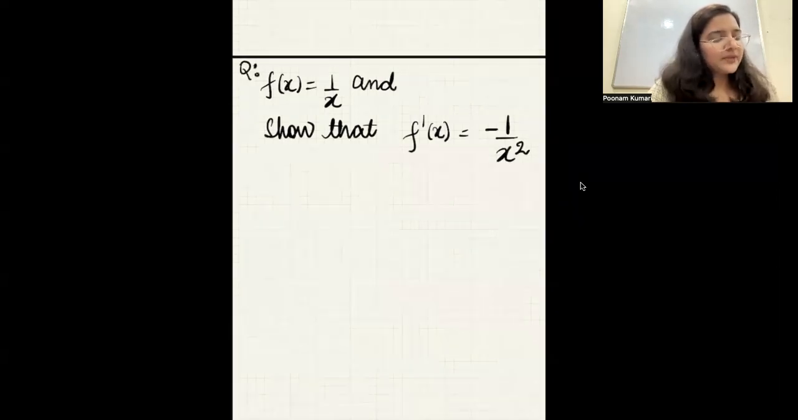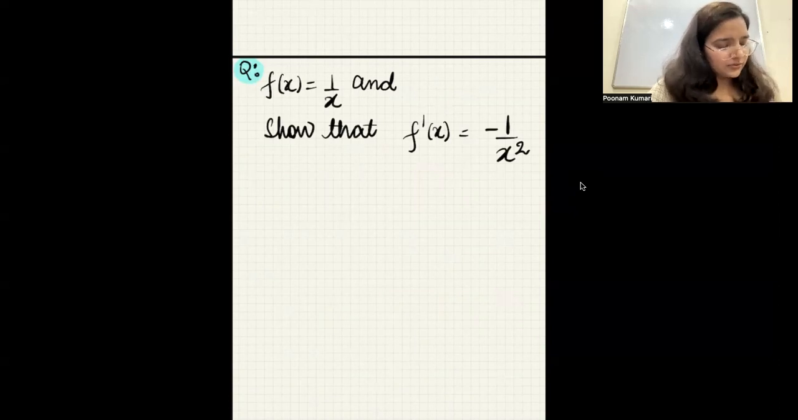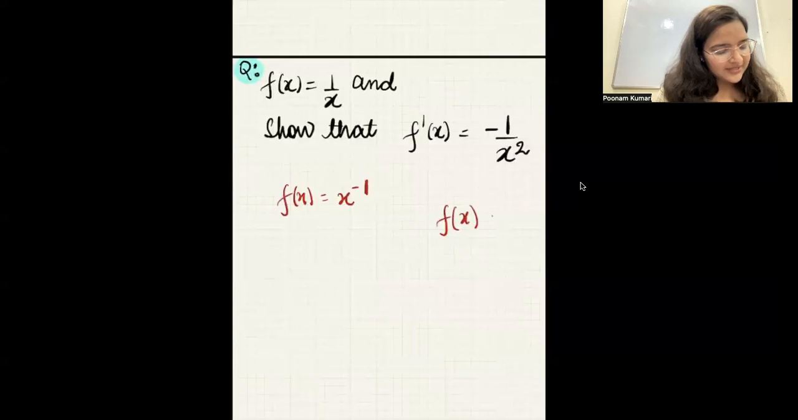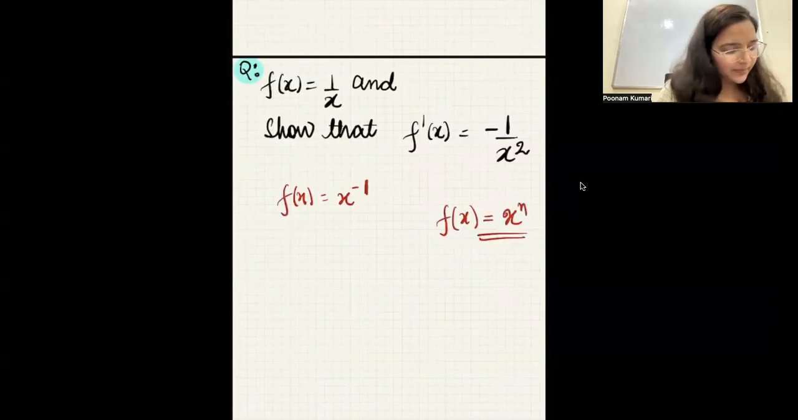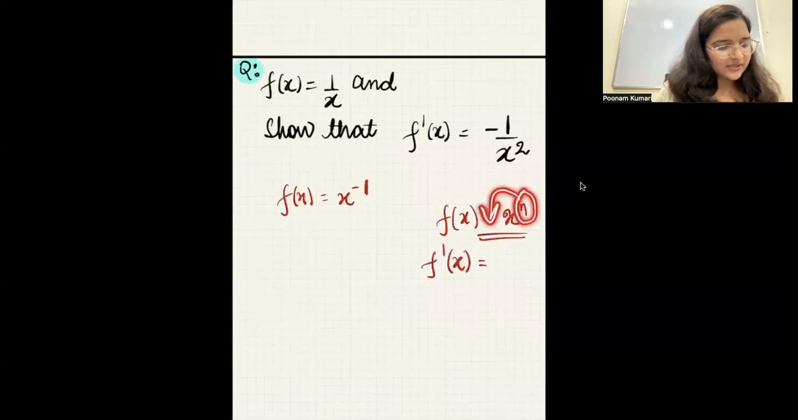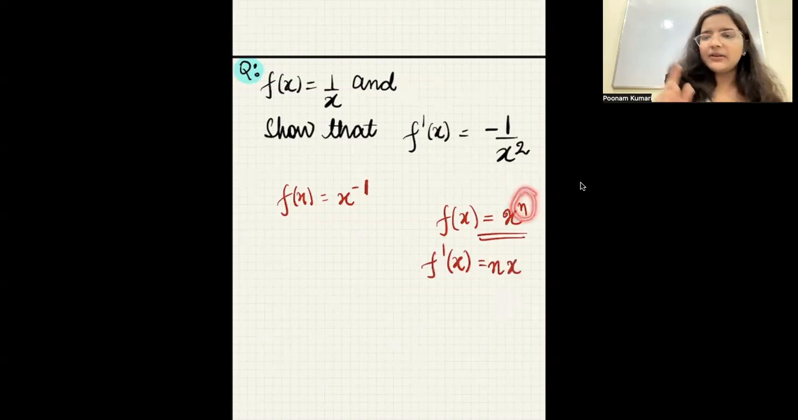Okay, so now what will we do? What are the tools that we have? Normally, 1 by x, how can you write it? f x equals x power minus 1, right? And if you remember, if f x is x power n, and you have to find the derivative f prime x, what do we usually do? You just take this power in front, and then you just subtract this power by 1, so n minus 1, right?